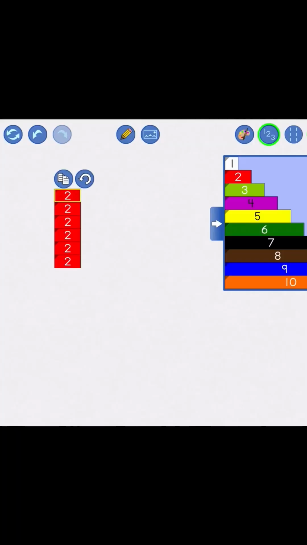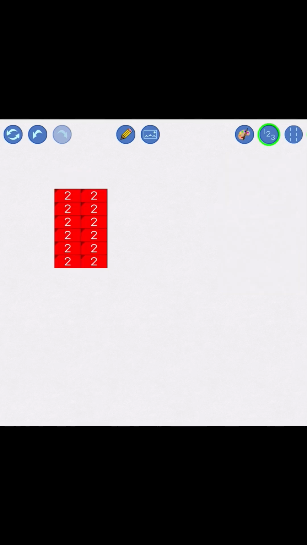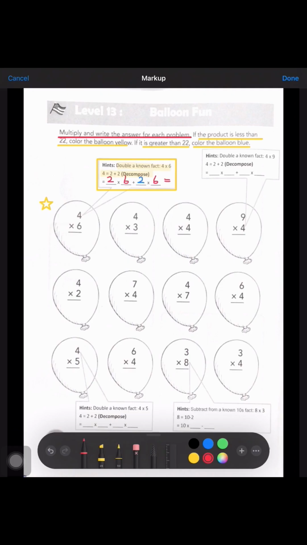We can use the skip counting method to find 2 times 6, and 2 times 6 equals 12. And then we double 2 times 6 to find 4 times 6. So it's 12 plus 12, which is 24. So 4 times 6 equals 24, and it is greater than 22, so we color it in blue.